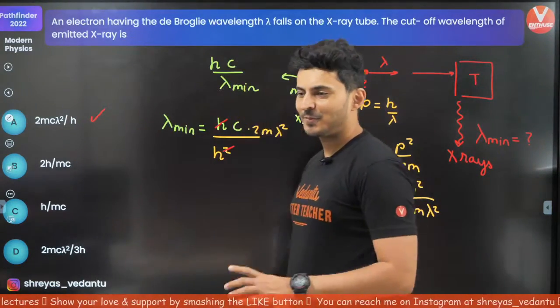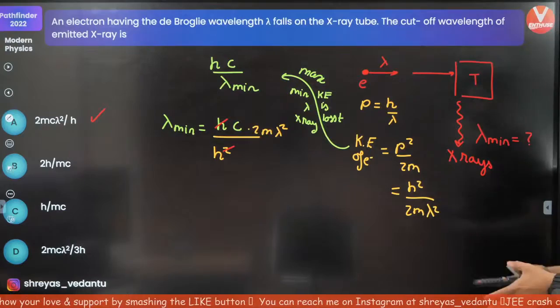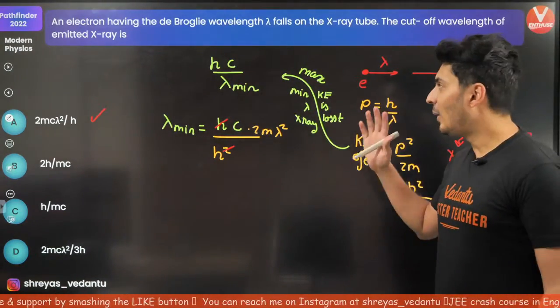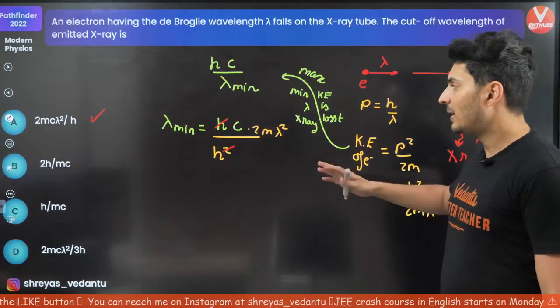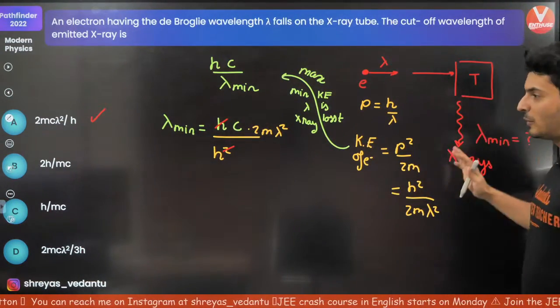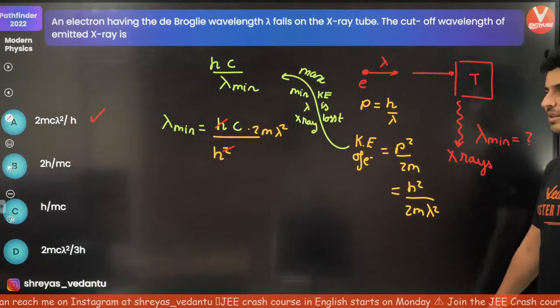Is this understood? Clear, my warriors? Beautiful question. And see how de Broglie's wavelength, how wave particle duality has been converged with this chapter of X-rays.